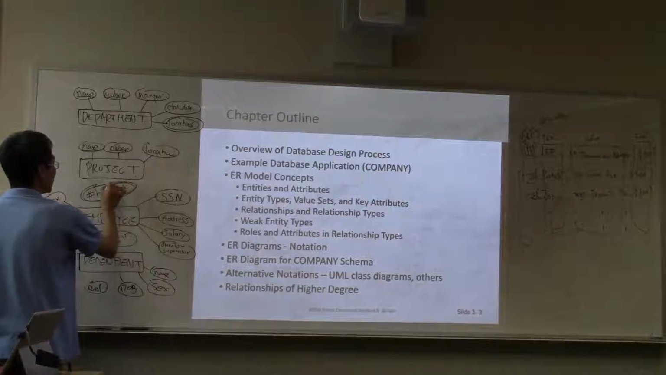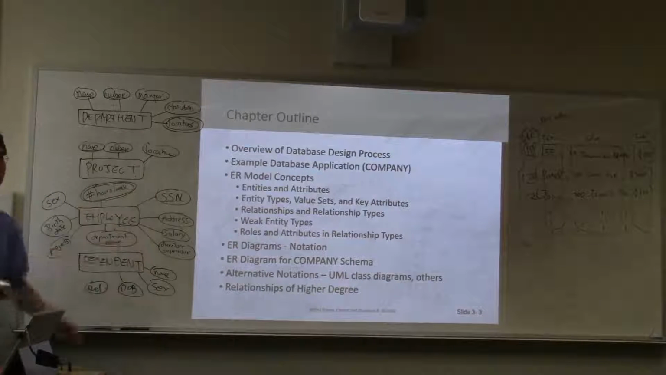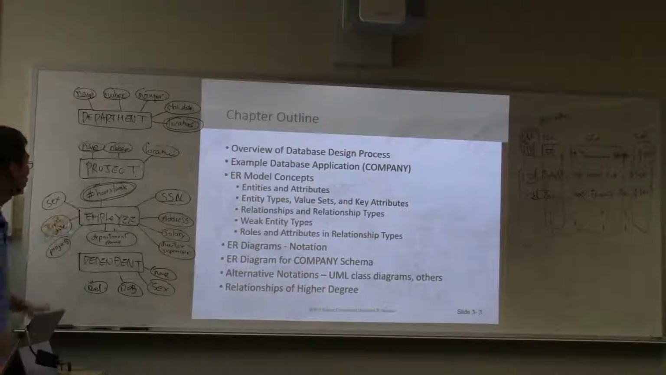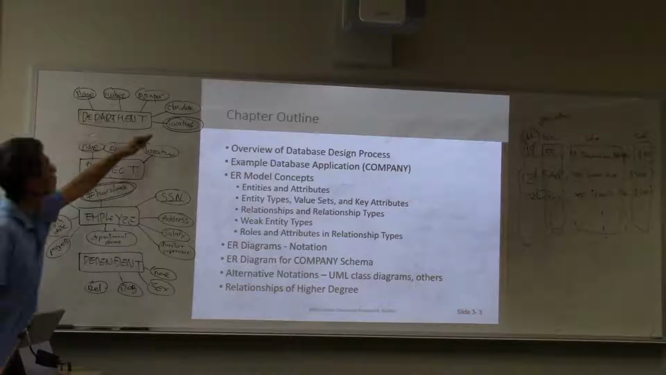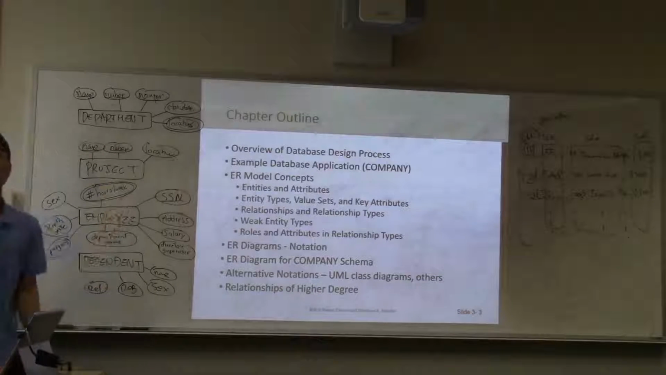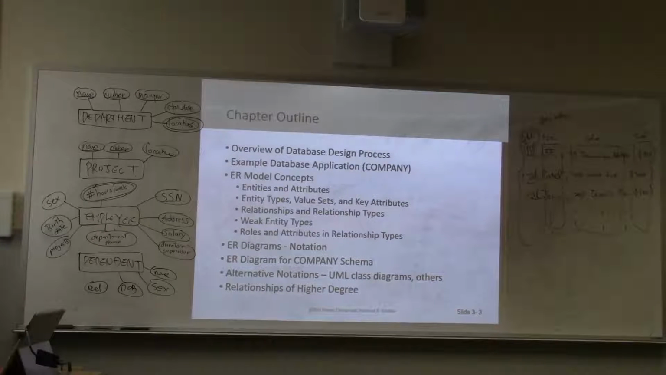Number of hours. One employee may work on multiple projects. So 20 hours per week for A project, 10 hours per week for B project, and 10 hours per week for C project. So it's multi-valued. So you can use the double oval for multiple values. It's a multi-valued attribute. Also, there is another interesting attribute, that is the address.